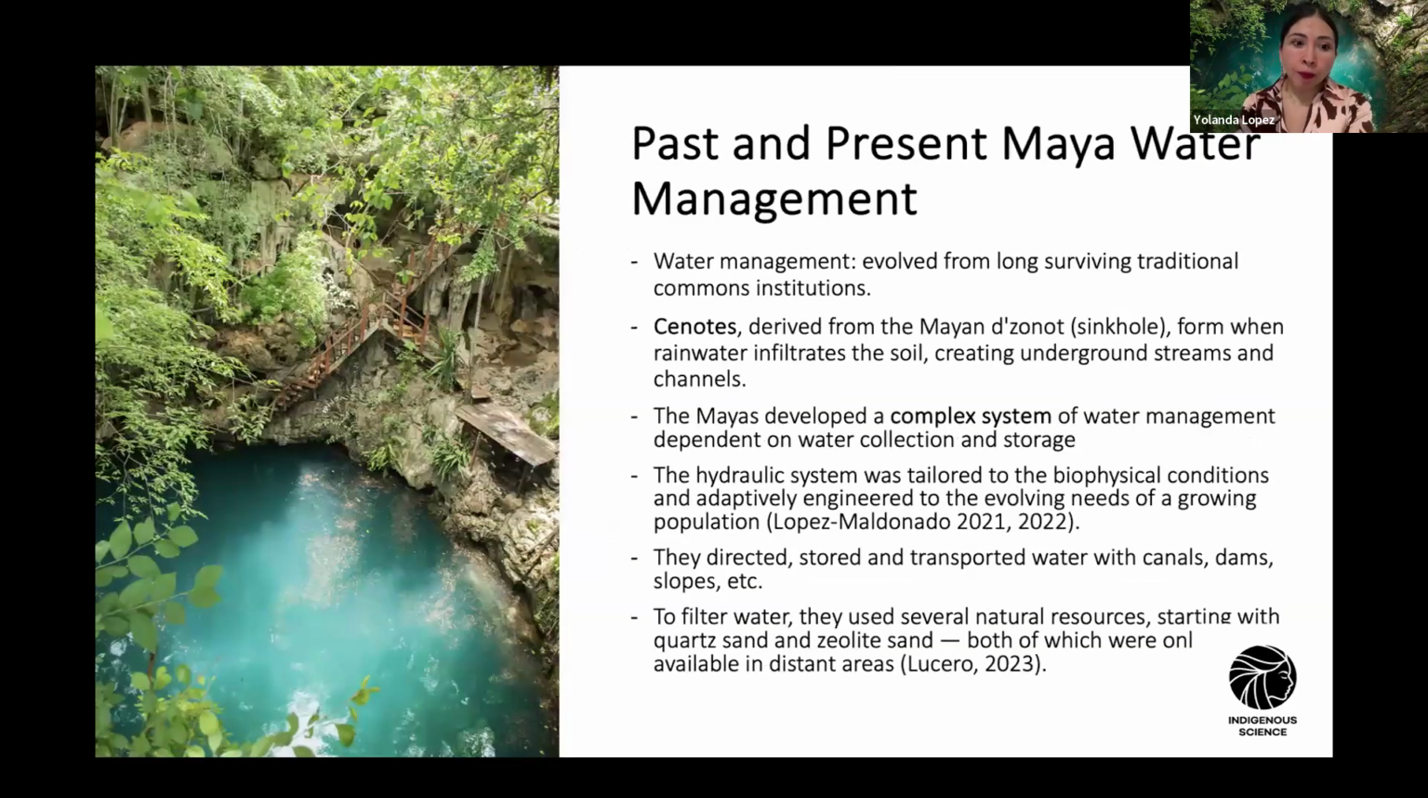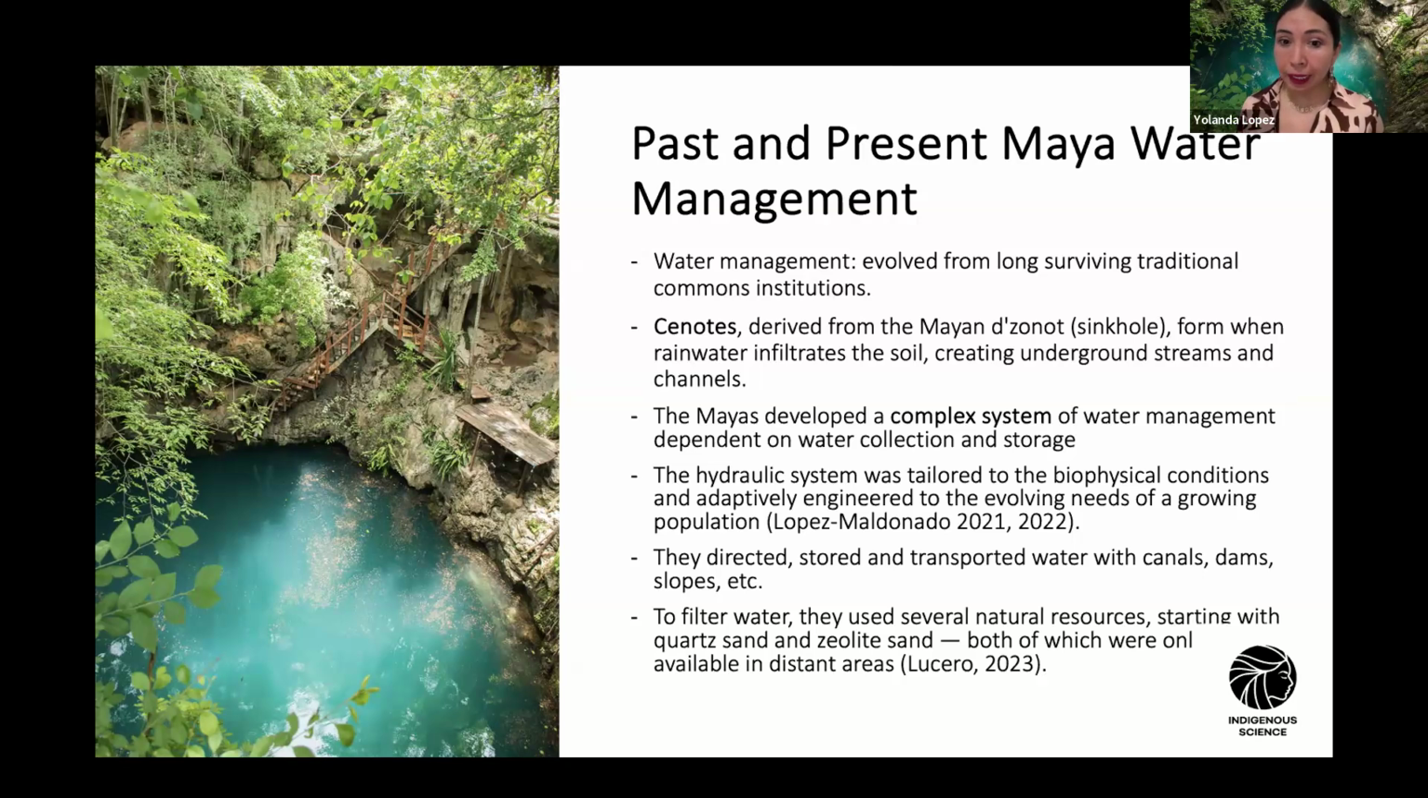So I want to start this topic about the Mayas by giving you a brief overview. The Mayas in Mexico are and were one of the most complex societies in the ancient world. They were very good mathematicians, engineers, and they were very good in modifying the landscape to develop complex systems to collect water and for water storage. The hydraulic system was tailored to the biophysical conditions, and they were very able to adapt to difficult situations.